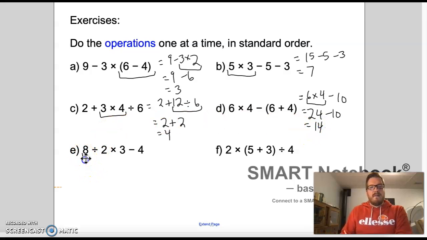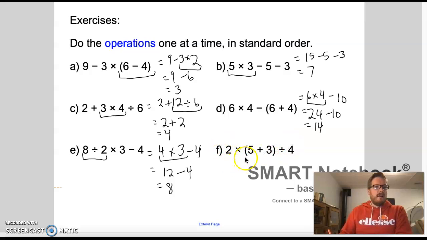Over here, I'm going to do this division first because I have division, multiplication, that just gets done left to right. I have to wait on the subtraction. So 8 divided by 2 is 4. Then it's times 3 minus 4. Now I have a multiplication that gets done before subtraction. And so that's 12 minus 4, which gives me 8.